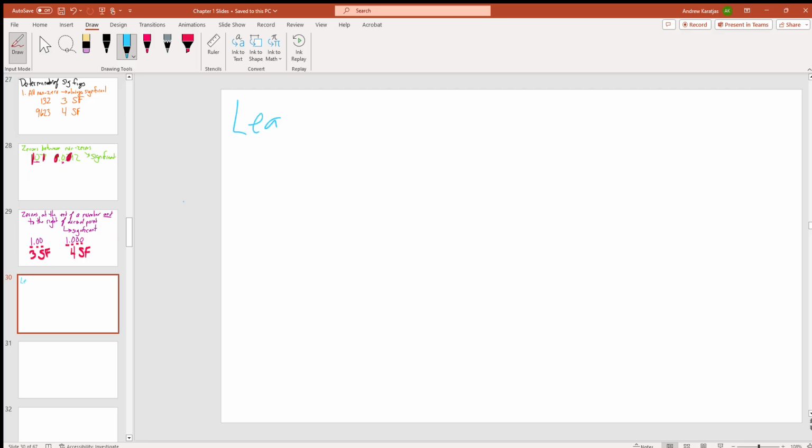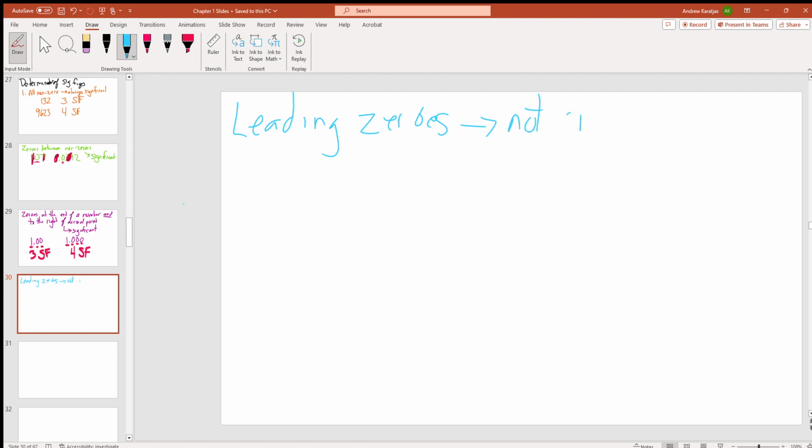All right, what we call leading zeros, not significant. What is a leading zero? A lot of times, if you had a decimal like 38 hundredths, you may have just written it like this. Typically we don't write it this way, because having that 0 out in front of the number makes the number a little easier to look at.